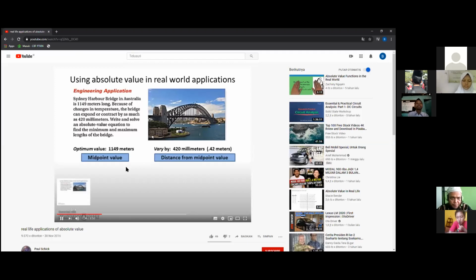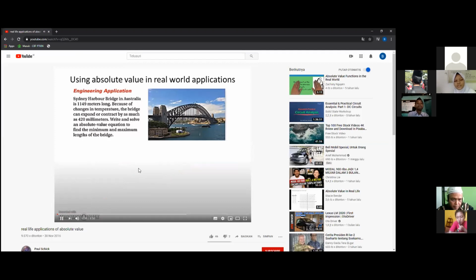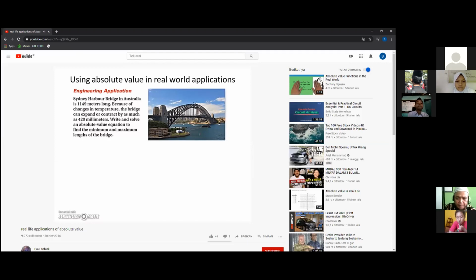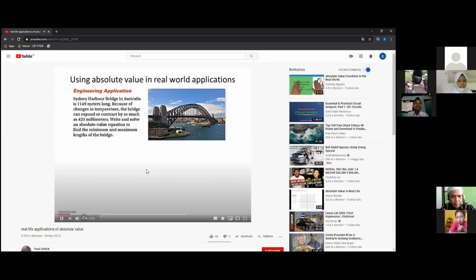If you think about it in terms of a segment, our absolute value equation would be... We're going to look at using absolute value in real world applications. We're going to look at various examples that show you how you can use absolute value, come up with equations, and find the answers to absolute value word problems. The Sydney Harbour Bridge in Australia is 1,149 meters long. Because of changes in temperature, the bridge can expand or contract by as much as 420 millimeters. Write and solve an absolute value equation to find the minimum and maximum lengths of the bridge.